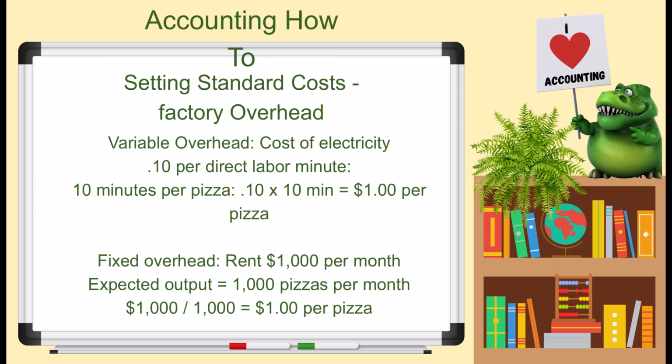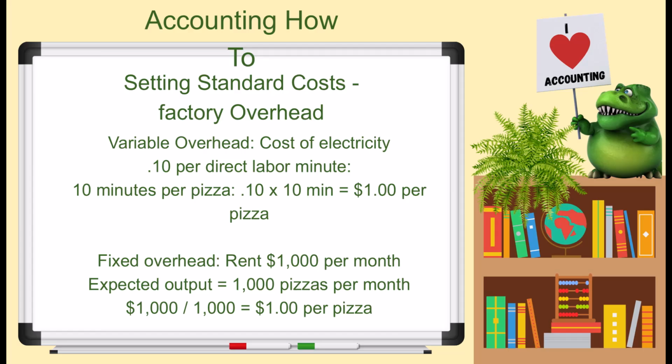We're going to take our variable overhead. In this case, we're going to use our cost of electricity, and we're going to allocate the cost of electricity to each one of our pizzas. We're going to use direct labor minutes as our method for allocating our electricity costs. So we're saying it's going to take 10 cents per direct labor minute for us to make a pizza. So it takes 10 minutes per pizza. So we're going to take our 0.10 per direct labor minute times 10 minutes. So $1 per pizza is what it's going to cost us in electricity.